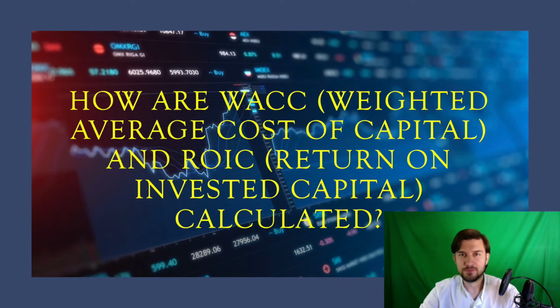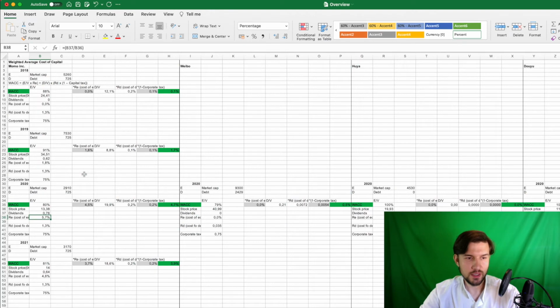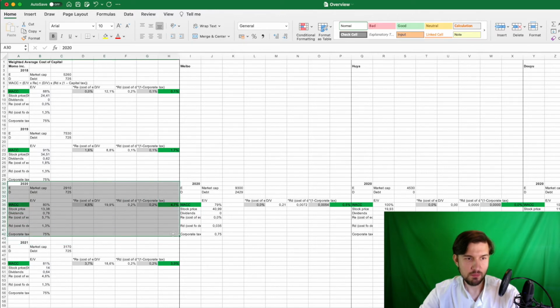Hello everyone. Today we are going to calculate weighted average cost of capital and return on invested capital by the example of Momo Inc. Let's jump right in. So now on your screen you see Excel, which I put together, where I calculated weighted average cost of capital for Momo Inc. and some other companies. I will take 2020 as an example.